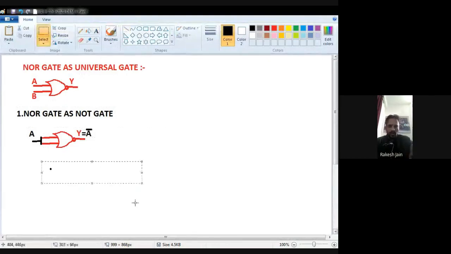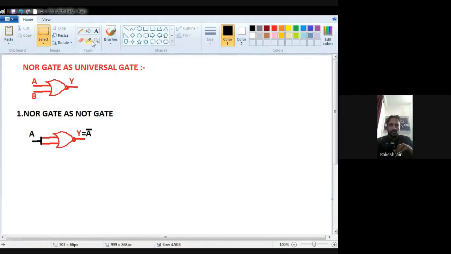Now this is the output which is just the complement of the input. If input is A, then output is A bar. It means the output is complement of input. If you give it 1, then the output will be 0, and if the input is 0, then the output will be 1. So this is what NOR gate as a NOT gate is, right?